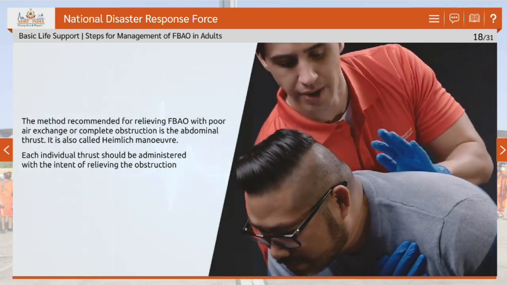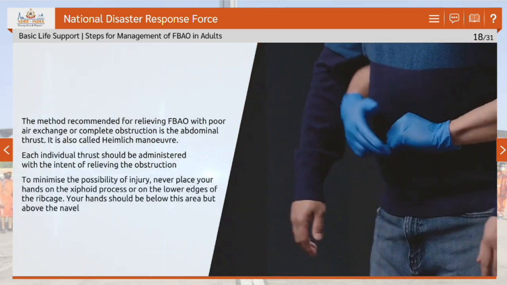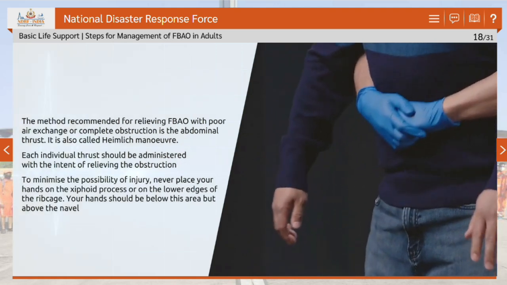It is possible to damage internal organs with this method. To minimize the possibility of injury, never place your hands on the xiphoid process or on the lower edges of the ribcage. Your hands should be below this area but above the navel.